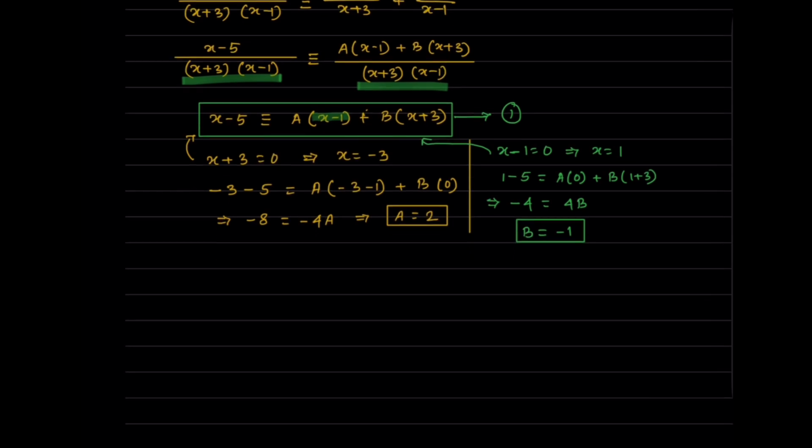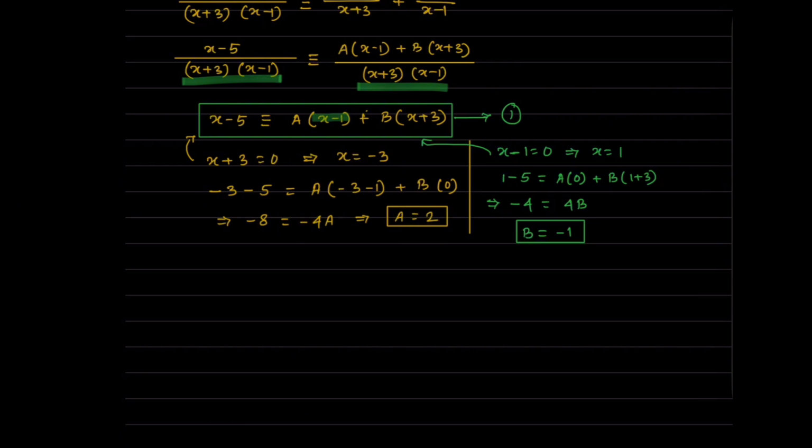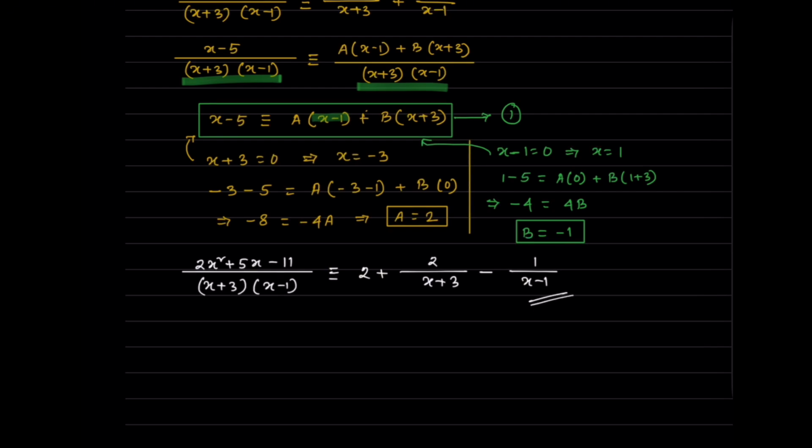So we can write our final result of this partial fraction: 2x squared plus 5x minus 11 divided by x plus 3 into x minus 1 is identical to 2 plus a value, which is 2, divided by x plus 3 minus 1 by x minus 1. So that is the final answer of this improper fraction.